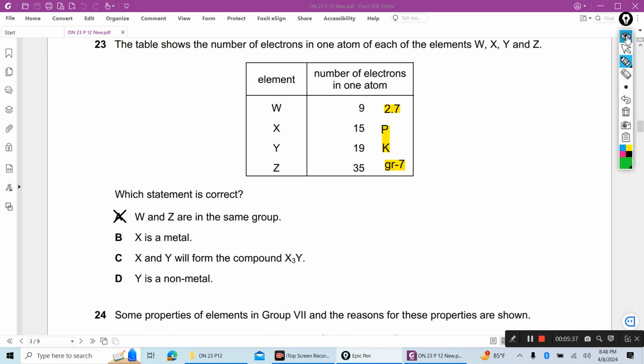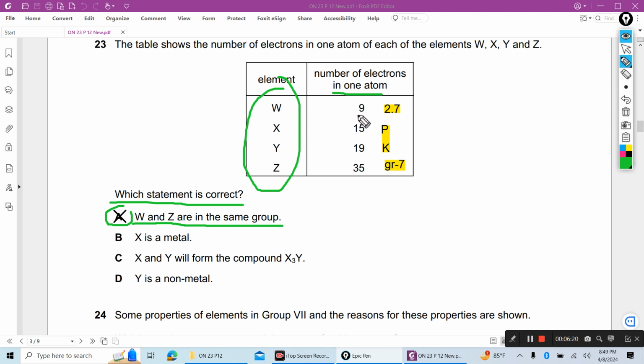Next, the table shows the number of electrons in one atom of each of the elements W, X, Y and Z. There are 4 elements, with the number of electrons in one atom. Which statement is correct? A is the correct answer. W and Z are in the same group.